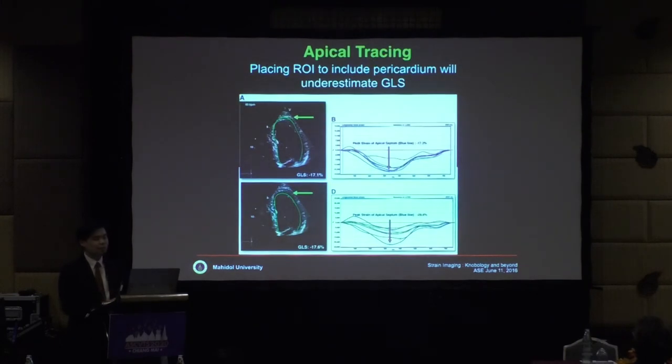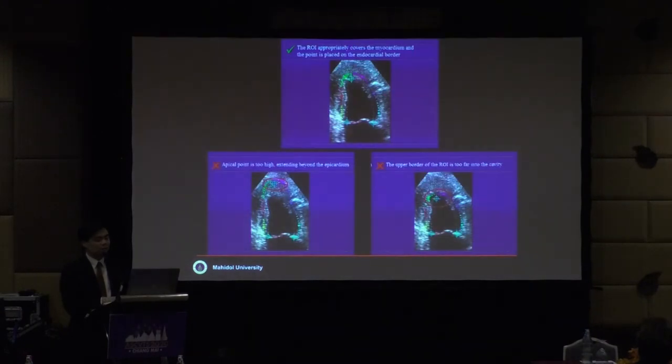For apical tracing, you should avoid the pericardium, because pericardium doesn't move. And if you include pericardium, your strain number is going to be abnormally lower. For the region of interest, you should put the apex at the point where you can trace the myocardium moving, not too far and not too low into the cavity.